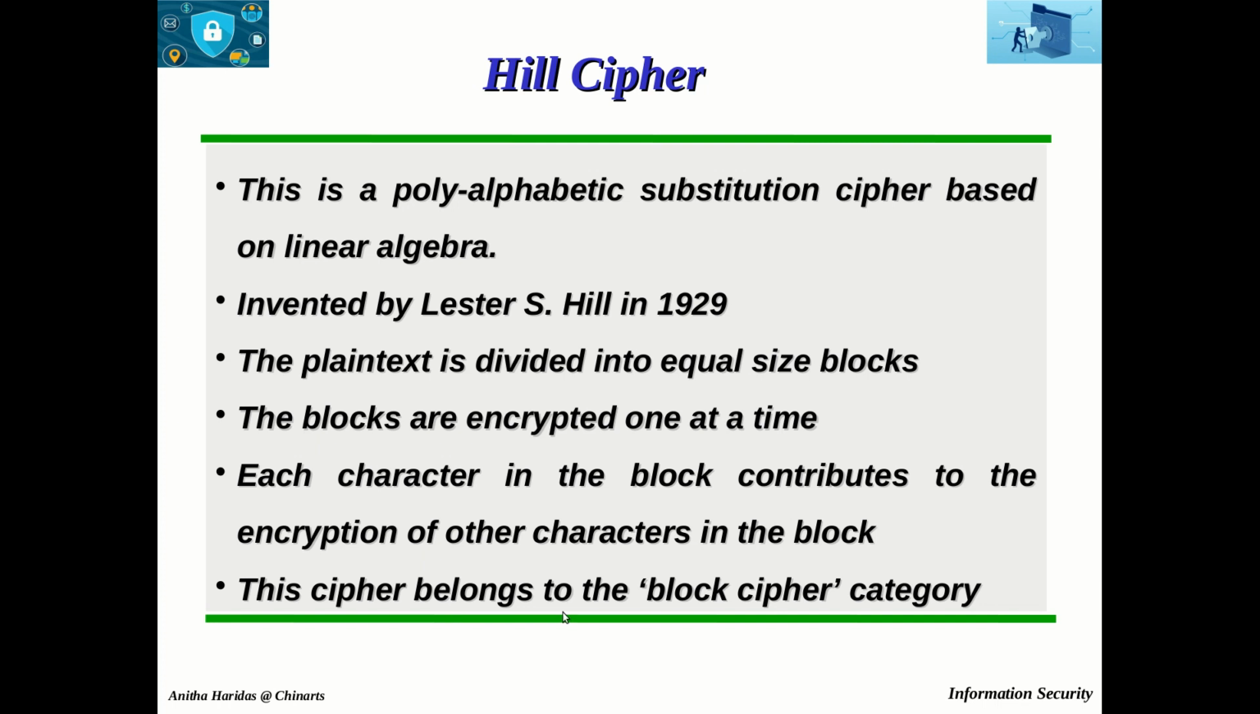Now this cipher actually belongs to the block cipher category. We will be discussing the stream cipher and block cipher in the upcoming videos. So we just have to understand that hill cipher is a category of block cipher. Let us see an example of hill cipher and the encipherment process so that it will make clear what we mean by the blocks are encrypted one at a time and each character in the block contributes to the encryption of other characters in the block.